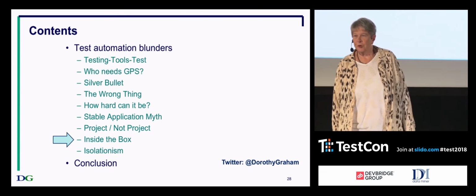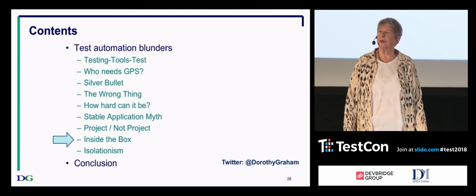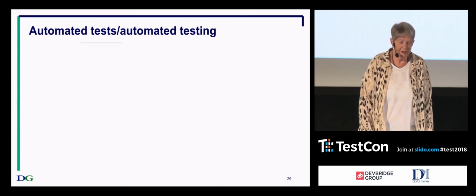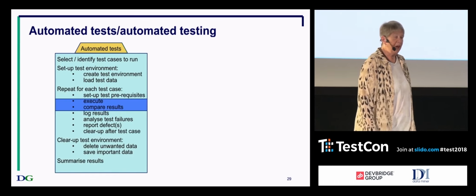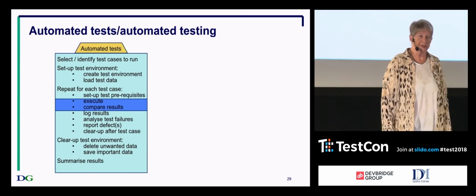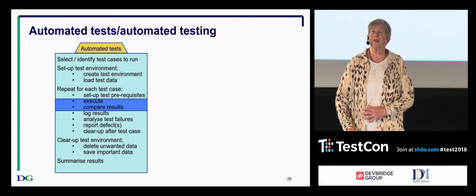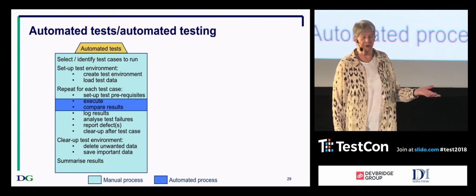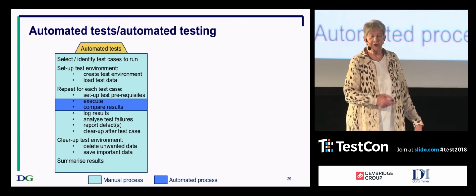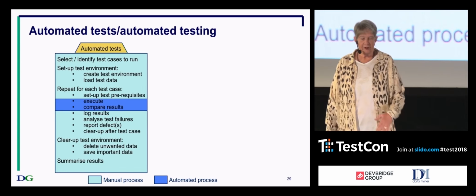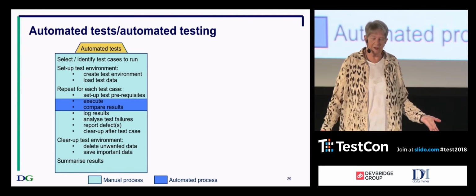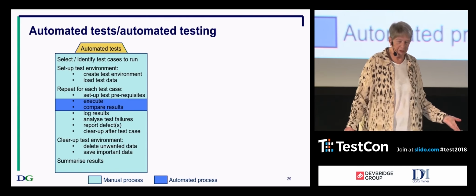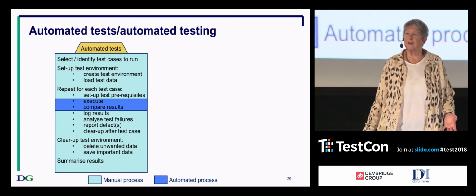Another blunder with automation is thinking that it's only to do with automating tests. In fact, we don't want to just have automated tests, we want to have automated testing. Here we have manual process and automated process. On the left we have the automated tests. So we start out by selecting the test cases, and then we have to set up some test environment, and then for each test case set up whatever we need to.